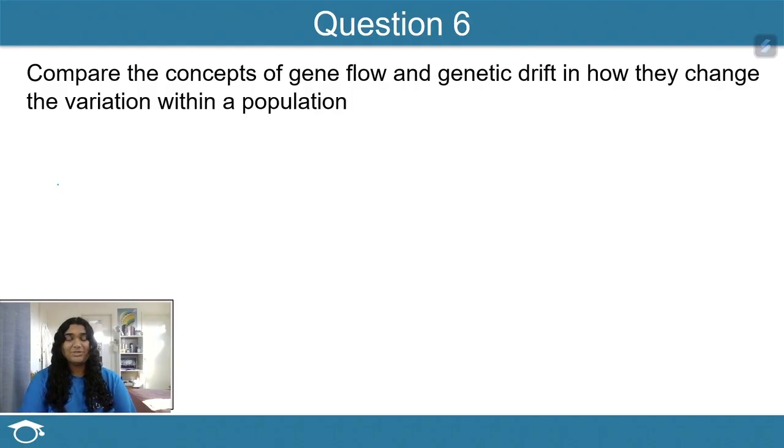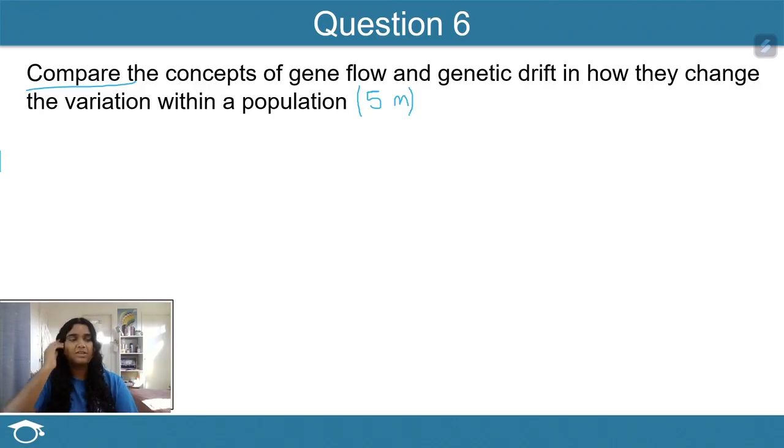Okay. If you remember a couple of questions ago, me talking about genetic drift, this question is to compare the concepts of gene flow and genetic drift in how they change the variation within a population. So once again, compare is a cognitive verb that requires you to point out the similarities and differences, but also explain the significance of. So I'm thinking that this would end up being a 5-6 mark question, if anything. I'll just go 5 marks.